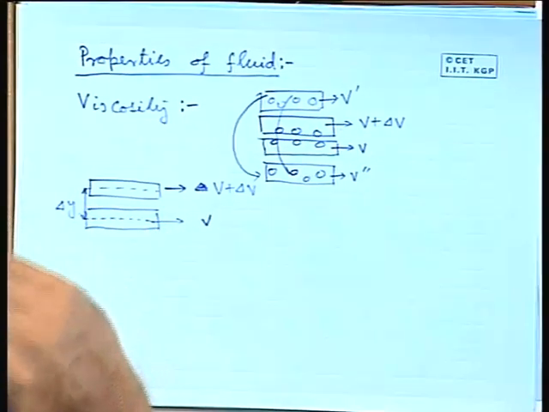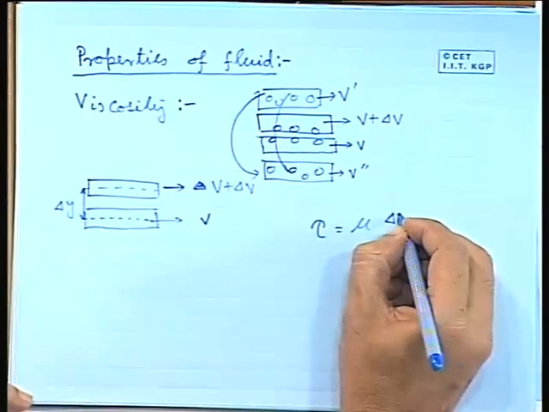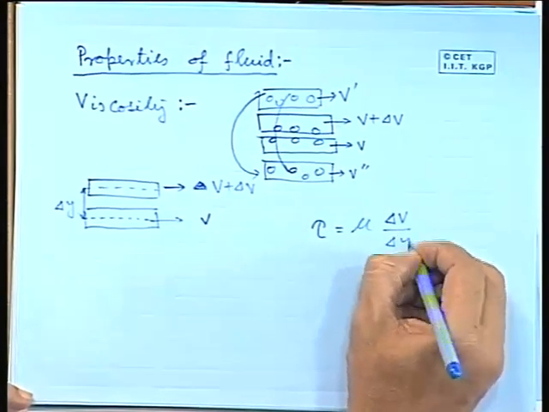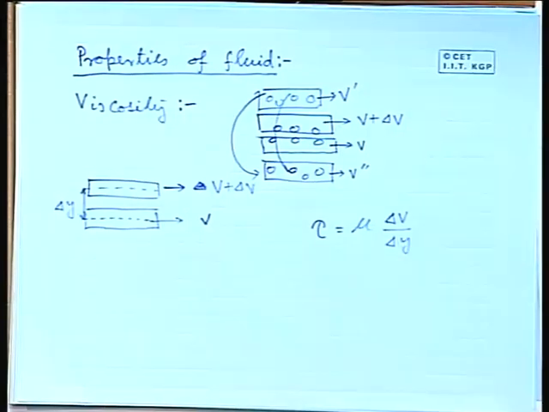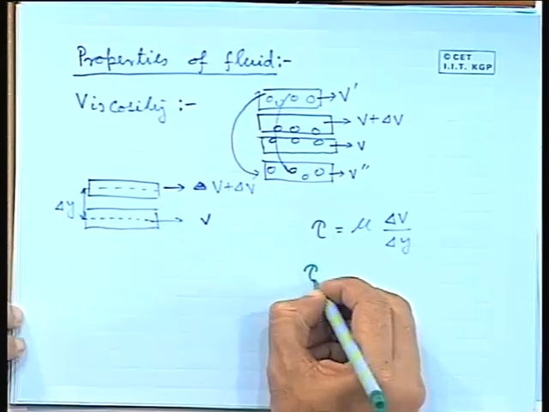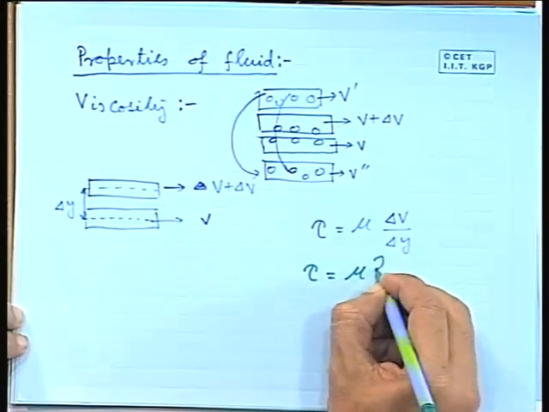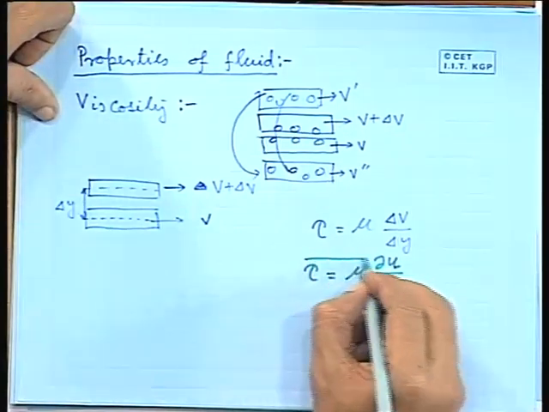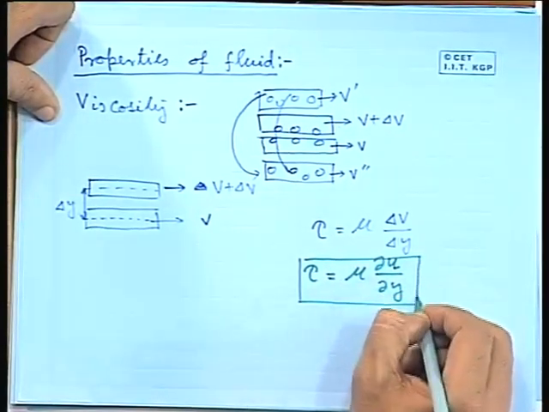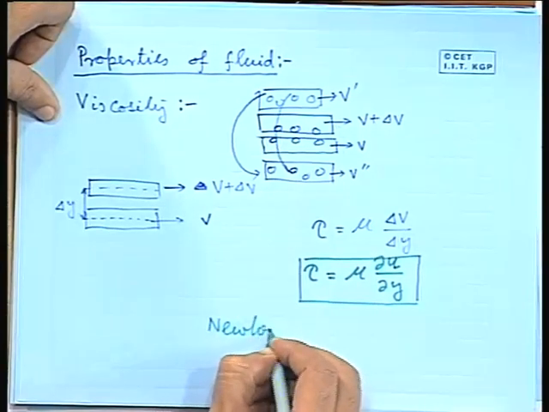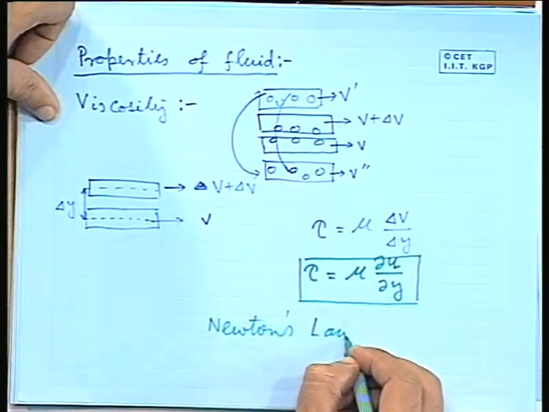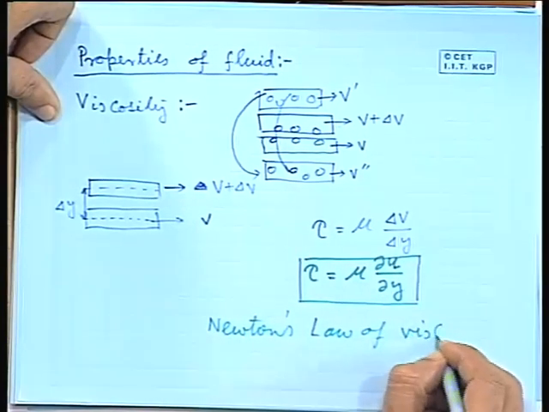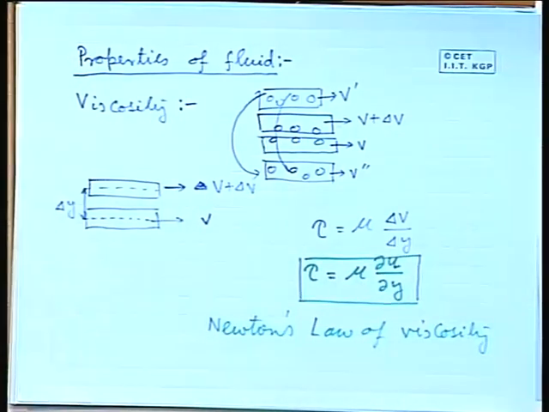We know that between these layers there will be some sort of shear stress, and the shear stress tau is given by mu into del v by del y, or more precisely, in mathematical notation, mu du dy. This expression is known as Newton's law of viscosity.